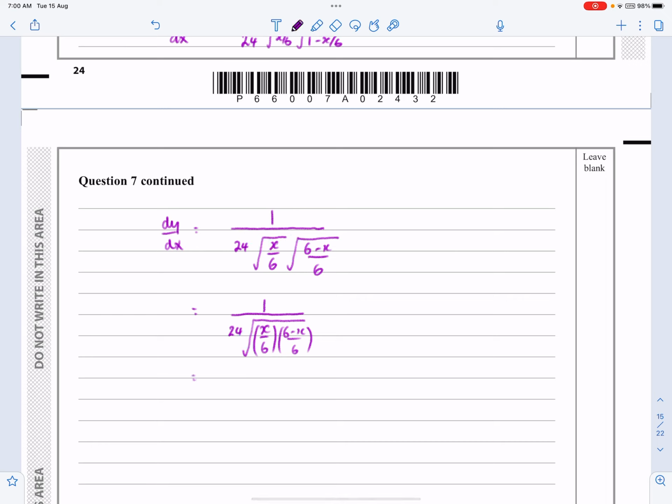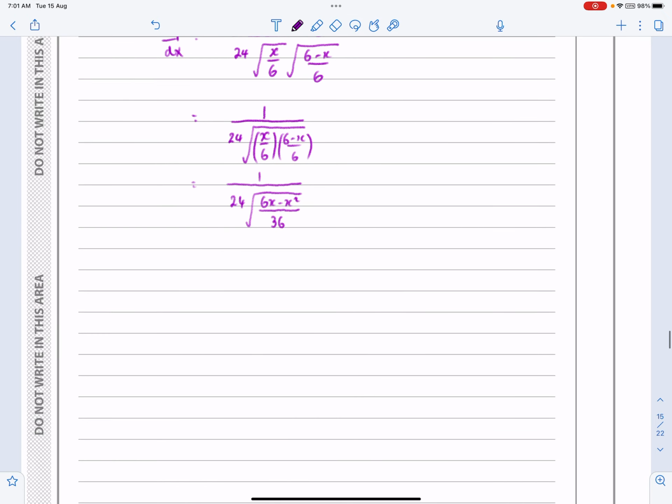And then nearly at the answer now, guys. Probably the last step I'll do before I actually get to the answer here. 1 over 24, just multiply it out. So we've got root of x times 6 minus x, which gives me 6x minus x squared for the numerator. And this is really handy, 6 times 6 is 36 there. Okay, I've got a little bit of space, I'll do one extra line here. So that's 1 over, I can now take this root 36 out, can't I? So I'm going to have 24 over 6 times the square root of 6x minus x squared. And 24 over 6 works out to be equal to 4.